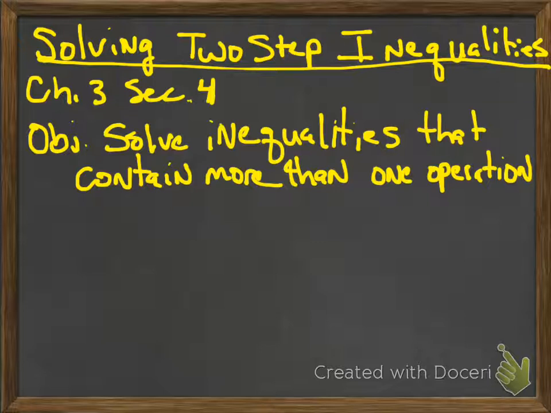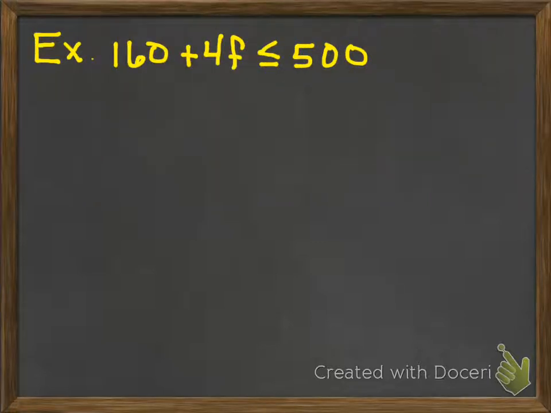Alright, so let's look at this. We're solving two-step inequalities. If you wanted to look at this in the book, this would be from Chapter 3, Section 4. And our goal here is to solve inequalities that contain more than one operation. In this case, two operations. We'll look at multi-step later in another video. So let's just get right into it.